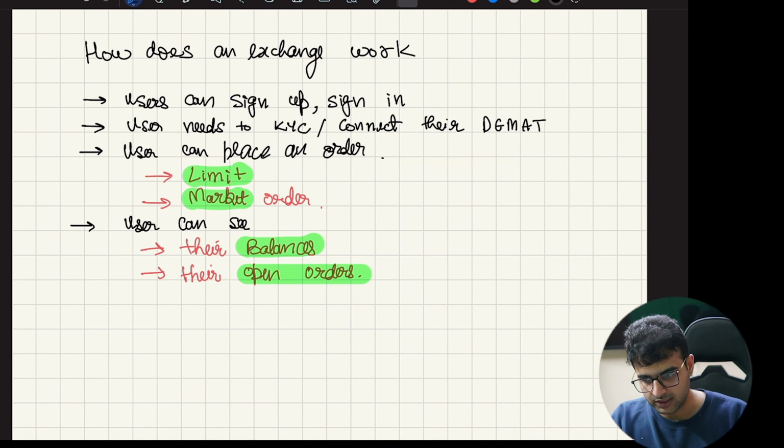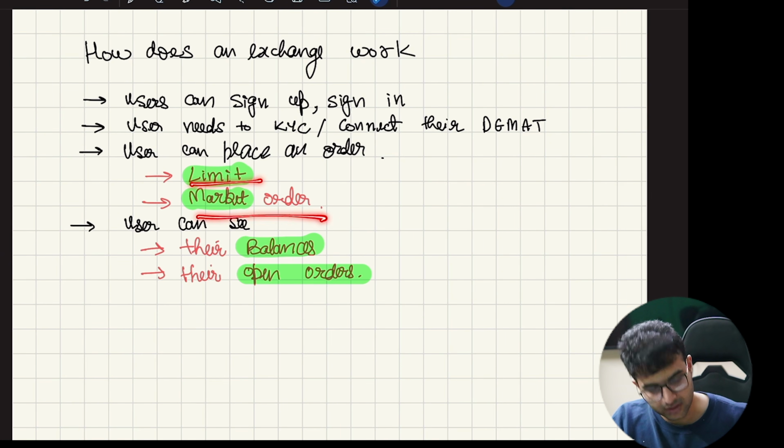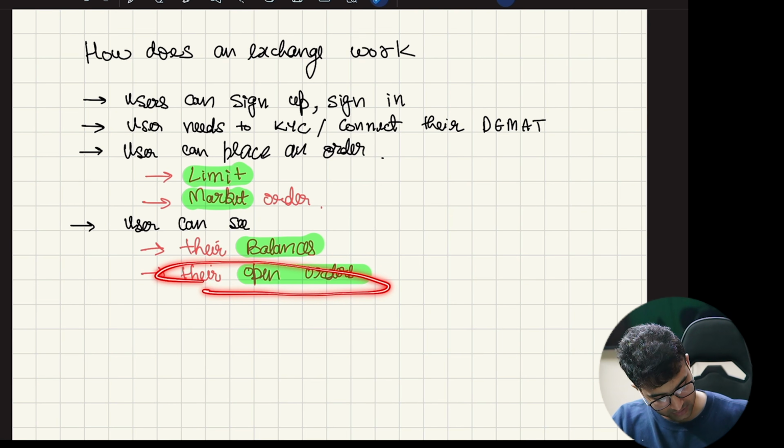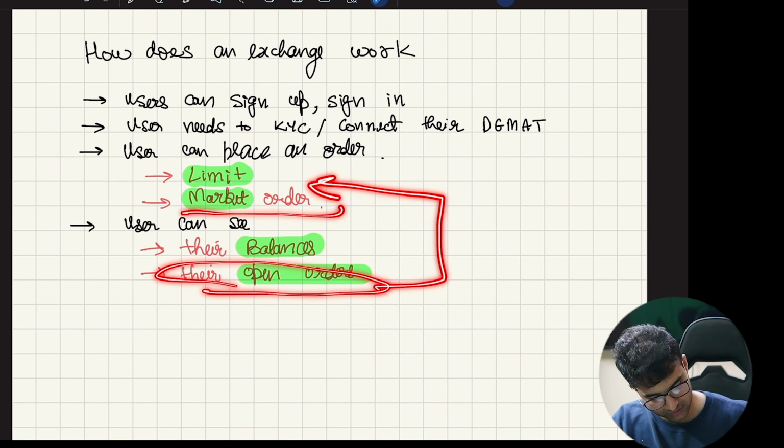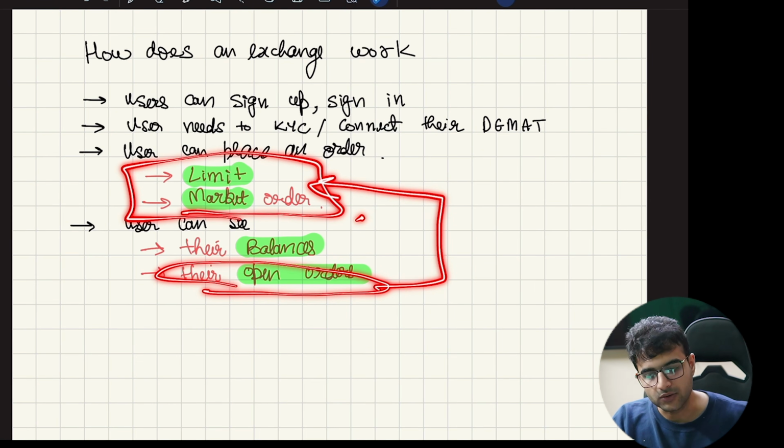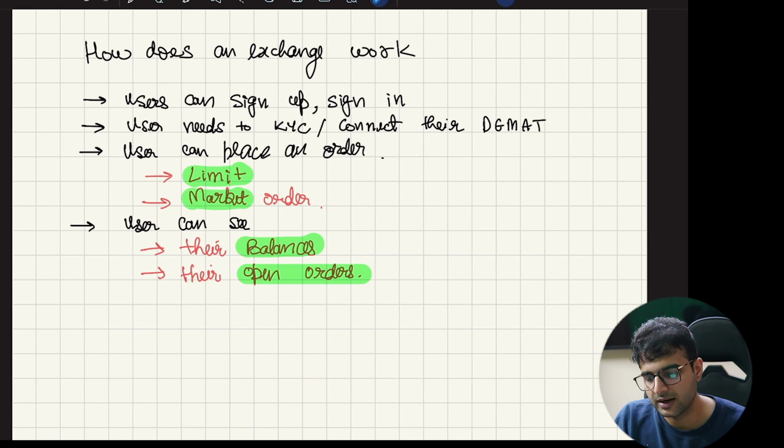How does an exchange work? Let's recap this really quickly. An exchange needs to allow users to sign up and sign in. The user needs to KYC and connect their demat account. The user can place an order. There are 2 types of orders, a limit order and a market order. What are these? These are finance jargon we will discuss very soon. And the users can see their balances, how much Tata they own, how much INR they own, and their open orders. Now this open orders section is very closely related to the limit and market order section, so we will discuss this very soon. If you don't understand it yet, it's fine. This is all the finance jargon we need to go through first before we can actually start building an exchange.